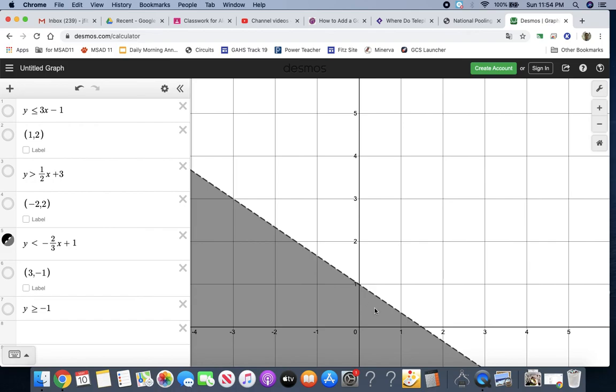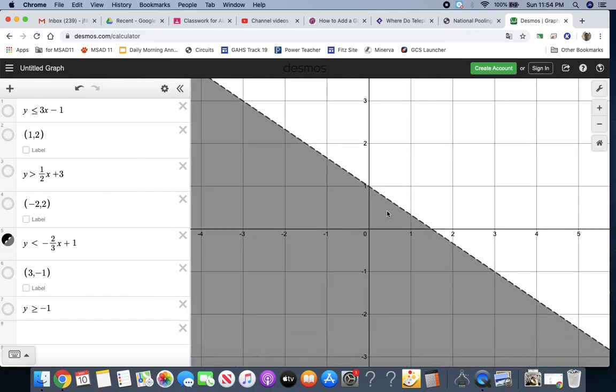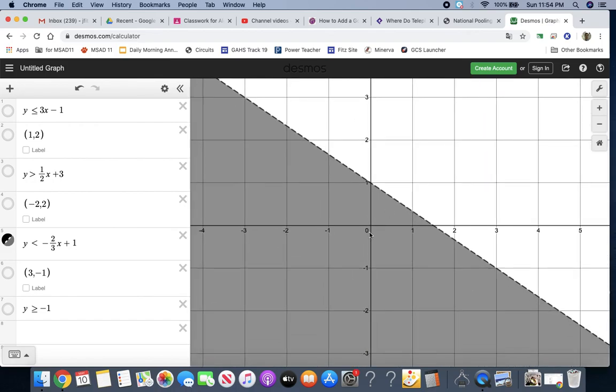As a failsafe, you can always check the point 0, 0. So if I were to replace x and y with 0 in this, I would have 0 is less than 1. 0 is less than 1. So that's why I shaded the part that had 0, 0 in it.